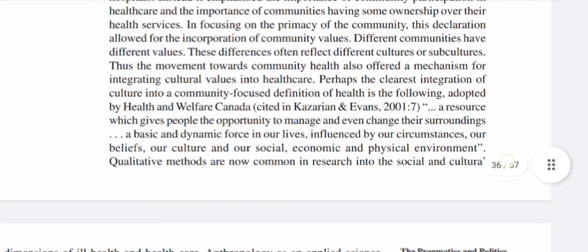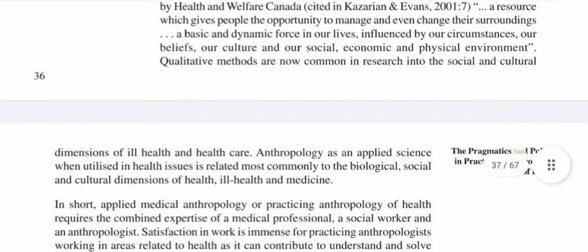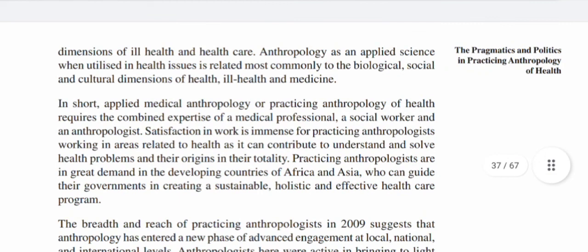Qualitative methods are now common in research into the social and cultural dimensions of ill health and healthcare. Anthropology as an applied science, when utilized in health issues, is related most commonly to the biological, social, and cultural dimensions of health, ill health, and medicine. In short, applied medical anthropology, or practicing anthropology of health, requires the combined expertise of a medical professional, a social worker, and an anthropologist. Satisfaction in work is immense for practicing anthropologists working in areas related to health, as it can contribute to understanding and solving health problems and their origin in their totality.